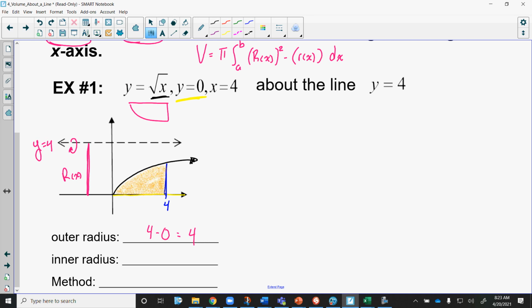Not bad. Now the inner radius is going to be found by that curved bit of the square root function.